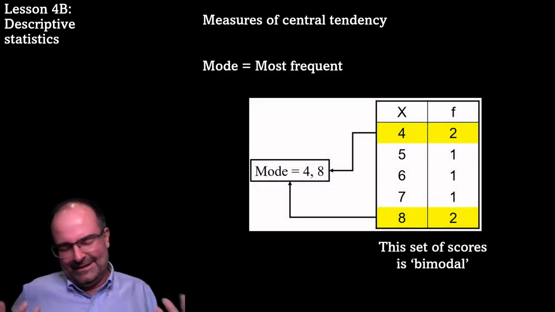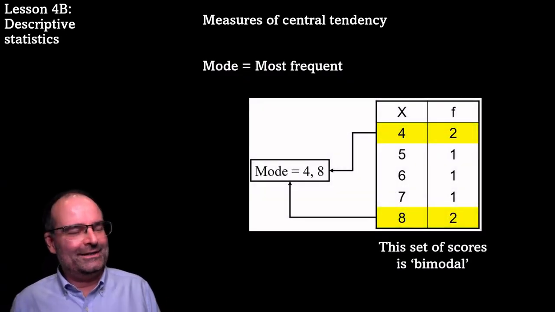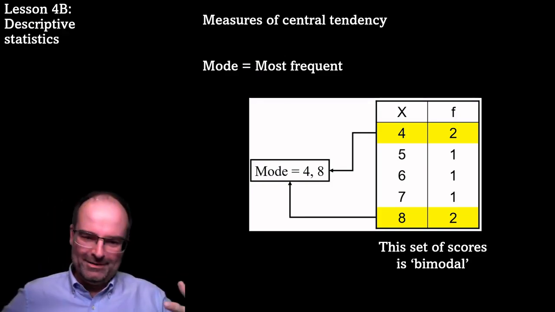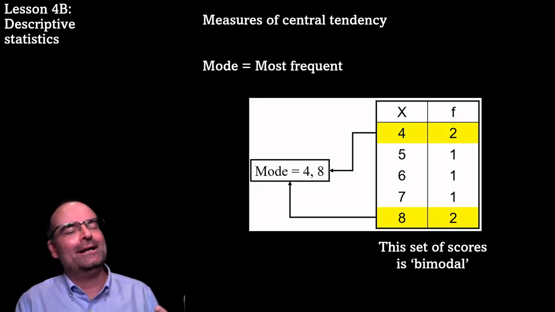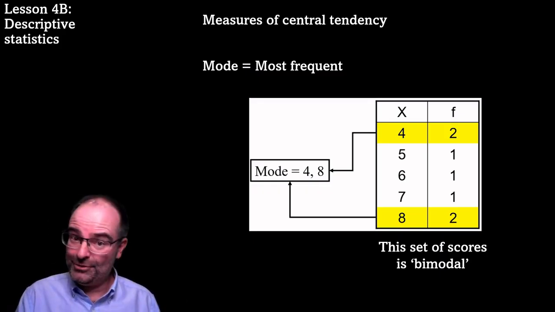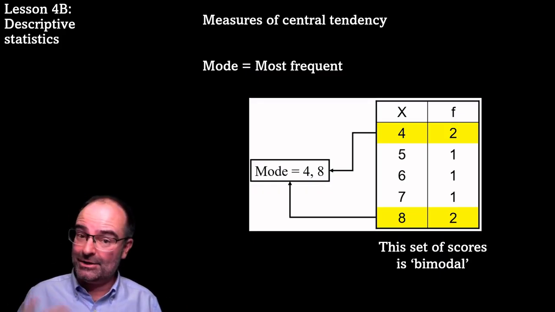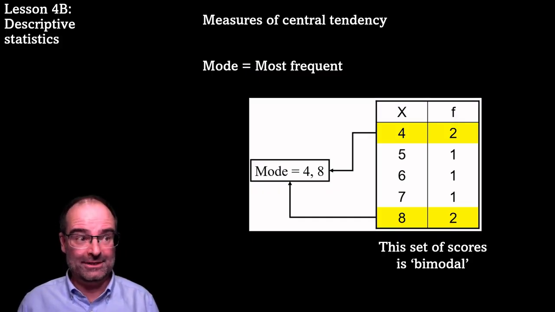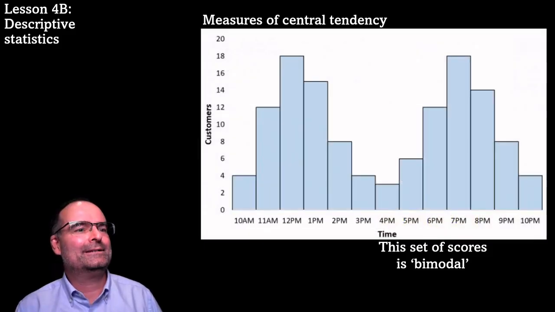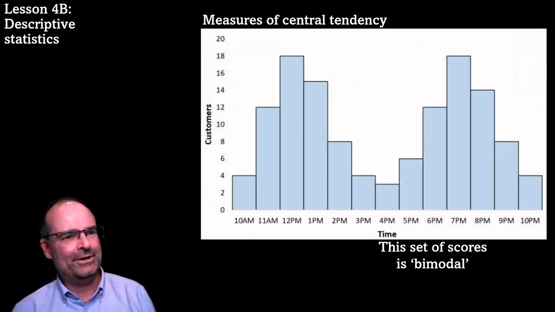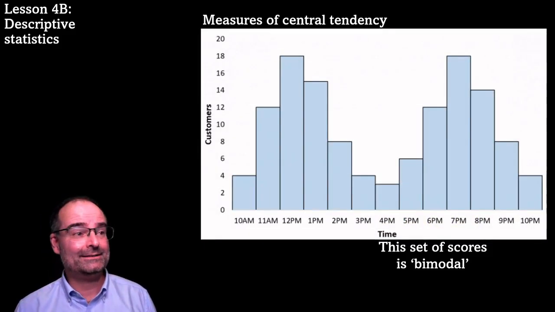So look, it only gets complicated when you've got more than one mode. It's just called bimodal. I suppose it's not that complicated. In this set of scores, the number 4 occurs twice and the number 8 occurs twice. So there are 2 modes. There could be 3, and so on. This is an example of a bimodal distribution, which makes perfect sense.